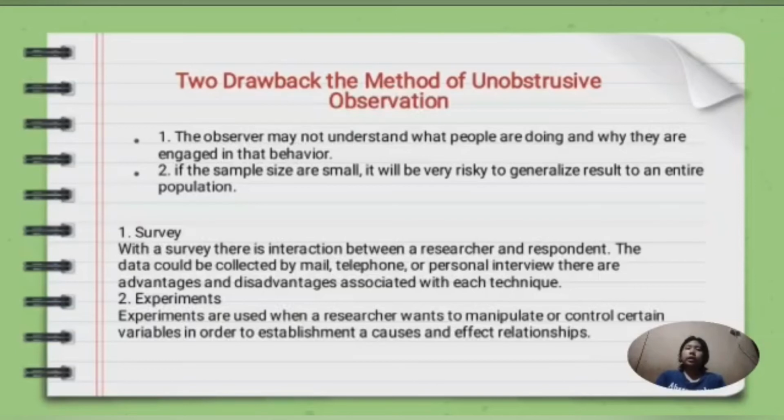And the last one is experiment. Experiments are used when a researcher wants to manipulate or control certain variables in order to establish a cause and effect relationship. For example, a researcher wants to determine the effect of feedback on productivity. An experiment could be designed to manipulate other variables that are known to affect productivity.